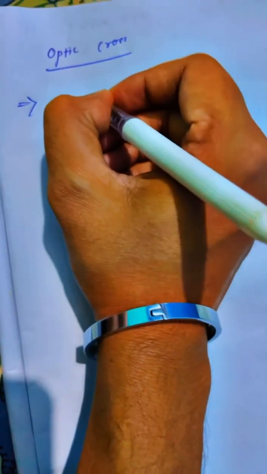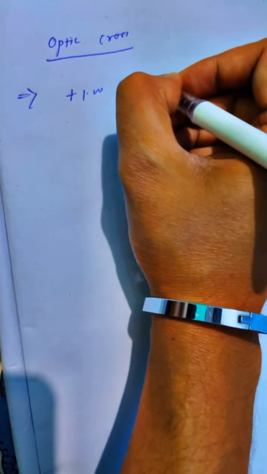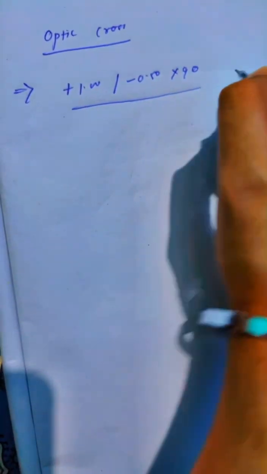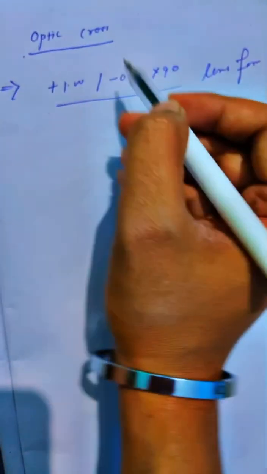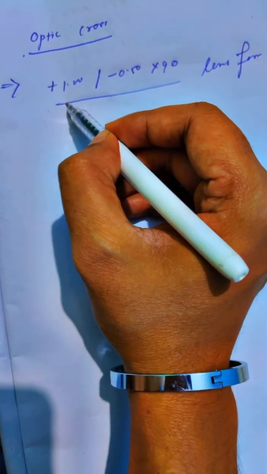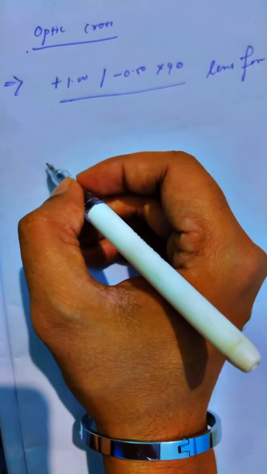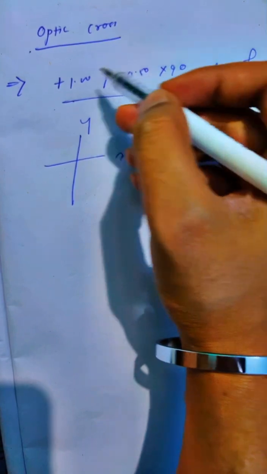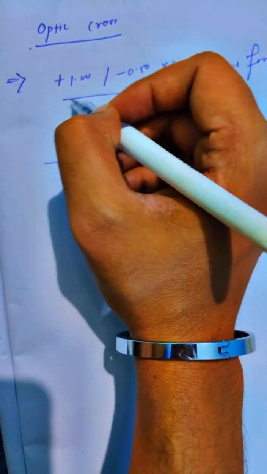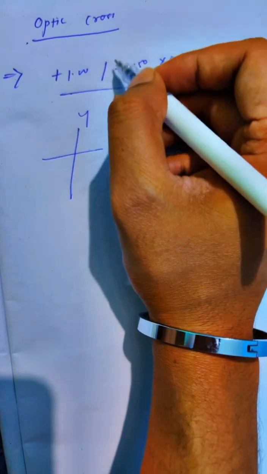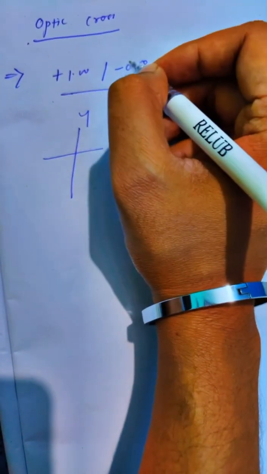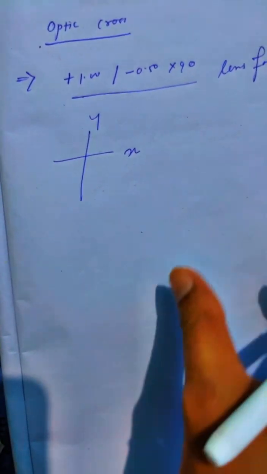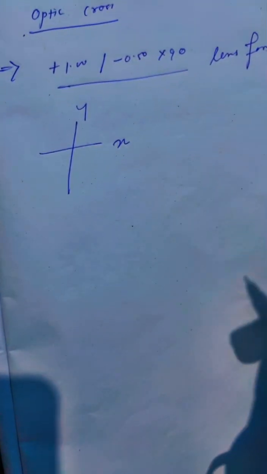Next thing is optic cross. If my spectacle prescription is like this, it is a lens form, right? Optic cross means I have to represent the lens form in a meridian form. Meridian form is like this, x-axis and y-axis. This is our meridian form. So I have to make a separate optic cross for the spherical part and a separate optic cross for the cylinder part. Then I have to add both of them and make a single optic cross where the spectacle prescription will be. Let's make the optic cross for plus 1.